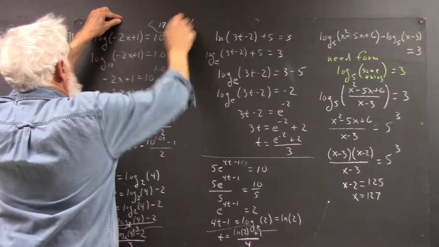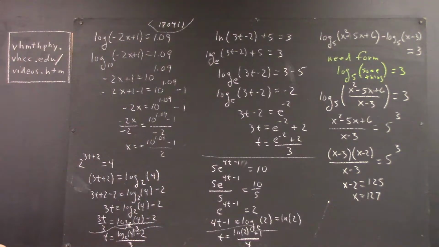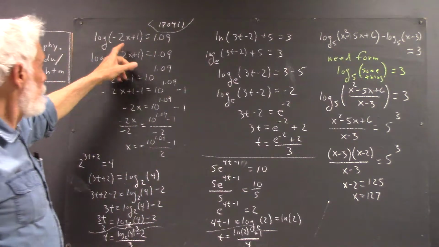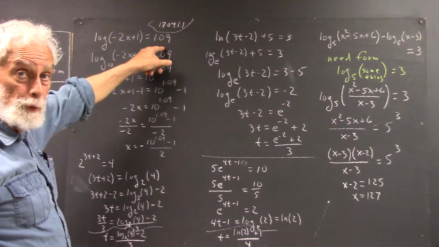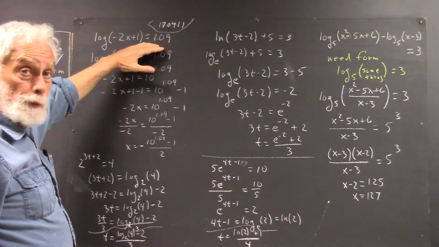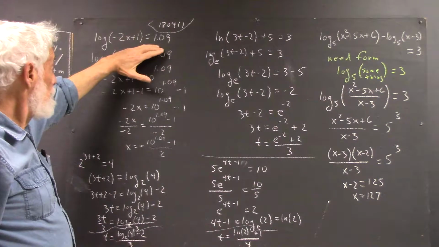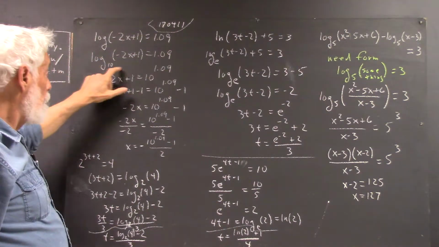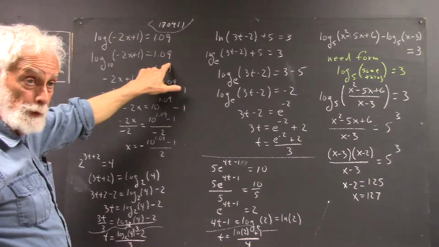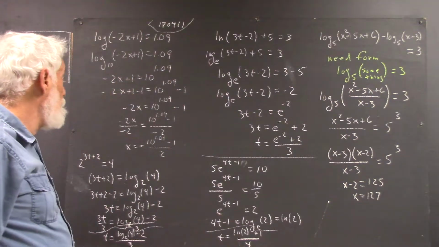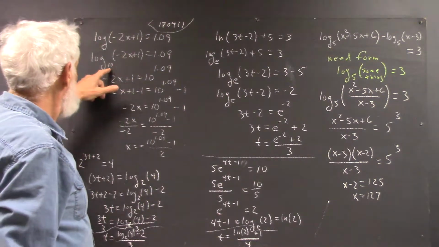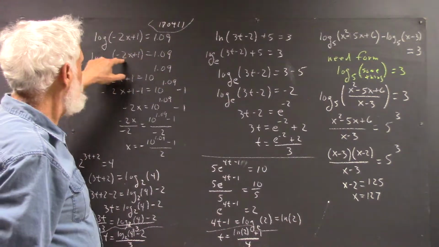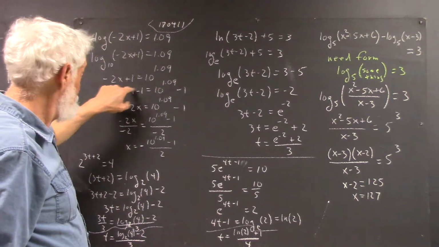Okay. So we have log of negative 2x plus 1 equals 1.09. How do we solve this? Well, we can easily invert this, right? We can say this is, first of all, log base 10 of negative 2x plus 1 equals 1.09, which then means that 10 to the 1.09 equals negative 2x plus 1.